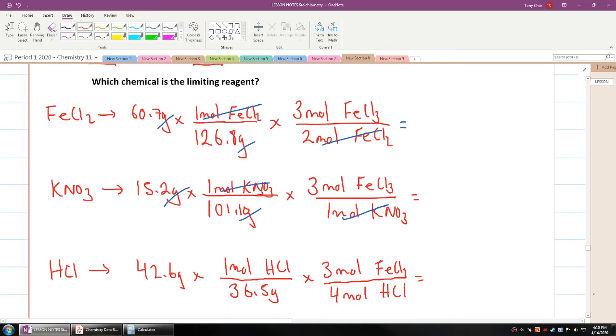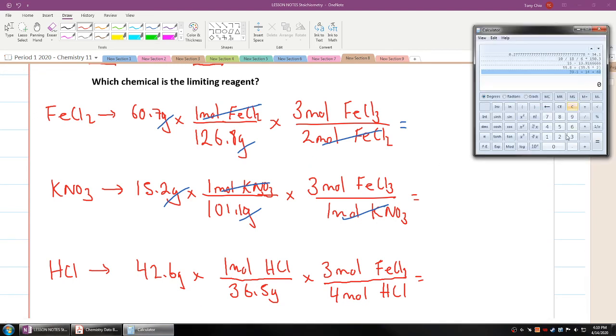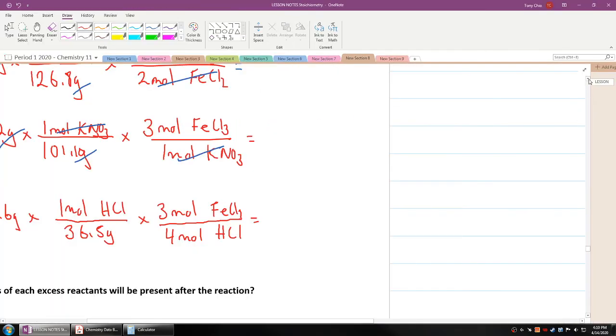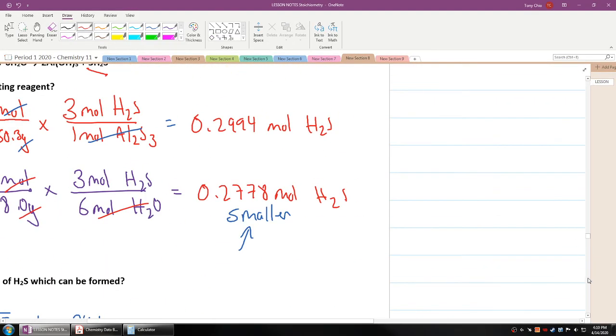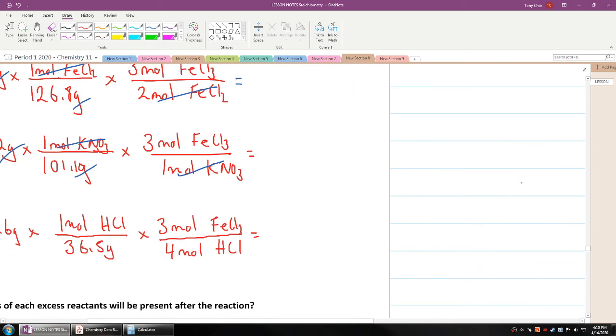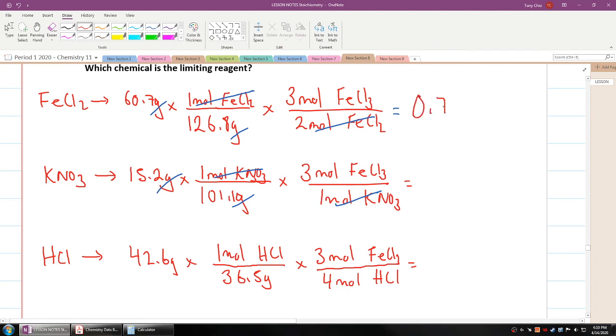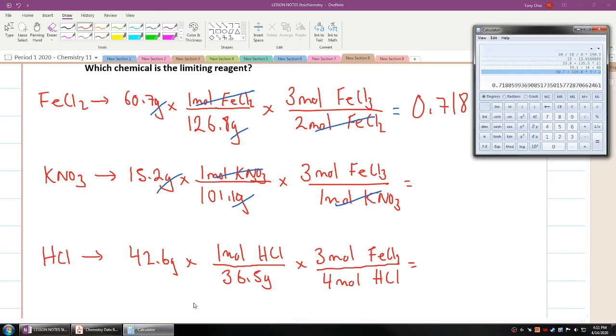Alright, so now we can find what is our limiting. So let's solve each of these to solve for limiting. So we have 60.7 divided by 126.8 times 3 divided by 2. Our first one is going to be 0.718. So 0.718 moles of FeCl3 will be formed.